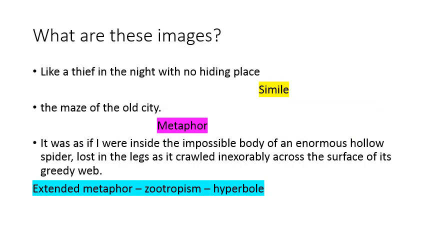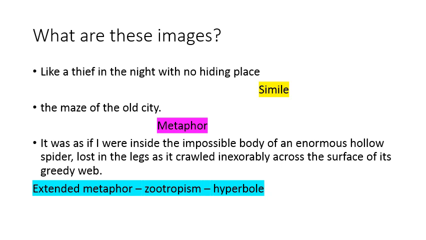But what are those images? Well, hopefully you spotted these, that like a thief in the night, with no hiding place, is a simile. It's a simile because it uses the word like, and it's drawing a simple comparison between the thief and the narrator. He isn't a thief, but he's in a similar situation. The maze of the old city is a metaphor because the old city is being said to have those characteristics of the maze. And that last one is quite difficult to categorize.